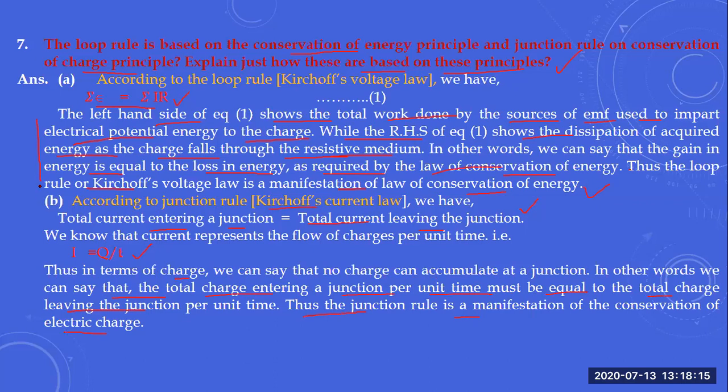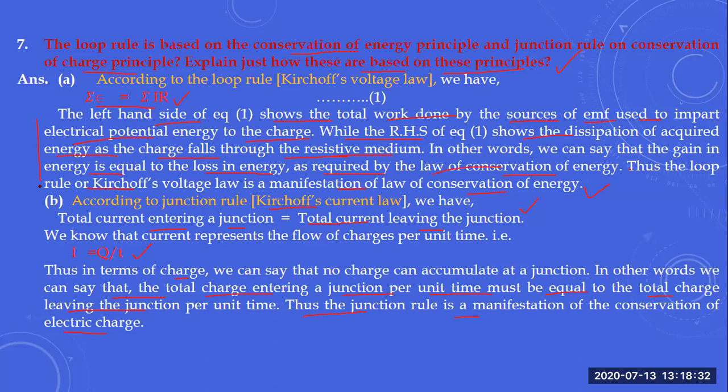So there are two laws of Kirchhoff. One is the law of conservation of energy. The other one is the law of conservation of charge. Whatever the amount of charge entering a junction, the same amount of charge will be leaving the junction.